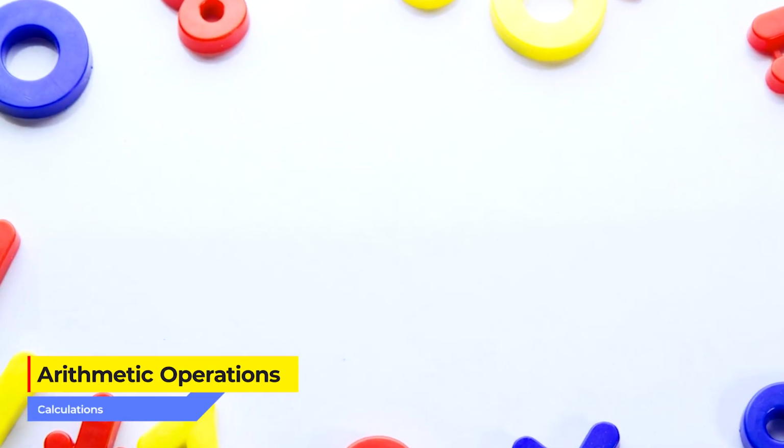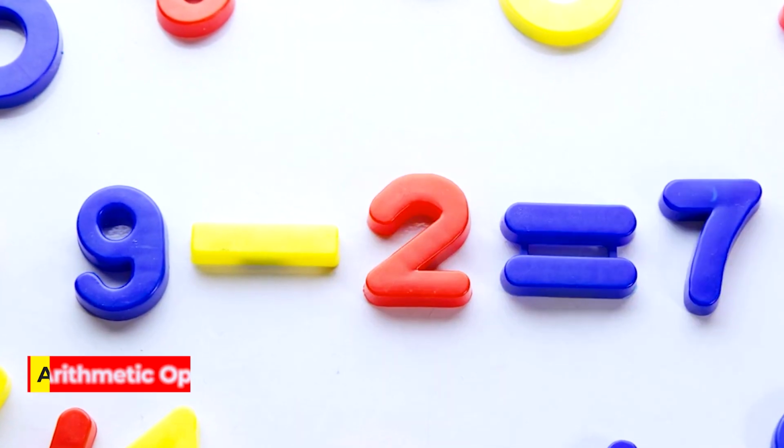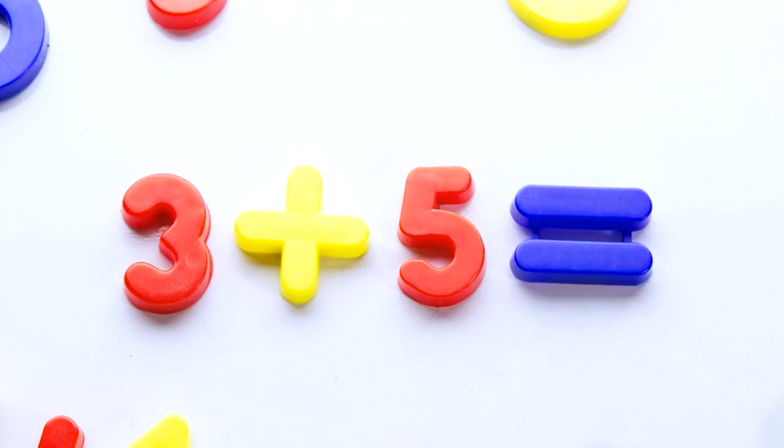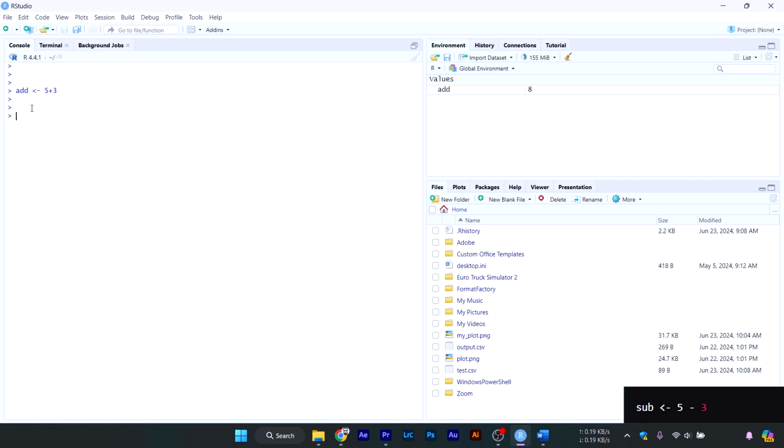Arithmetic operations. R can do basic math like addition, subtraction, multiplication, and division. Here's how you do it. This adds 5 and 3 and stores the result 8 in a variable called add. This subtracts 3 from 5 and stores the result 2 in a variable called sub. This multiplies 5 by 3 and stores the result 15 in a variable called mul. This divides 5 by 3 and stores the result, approximately 1.67, in a variable called div.